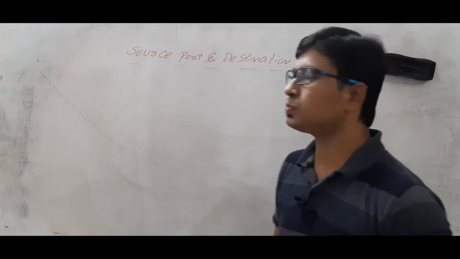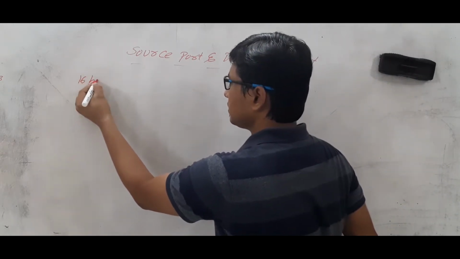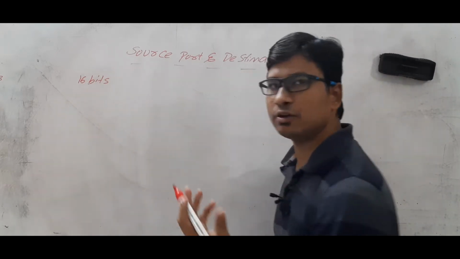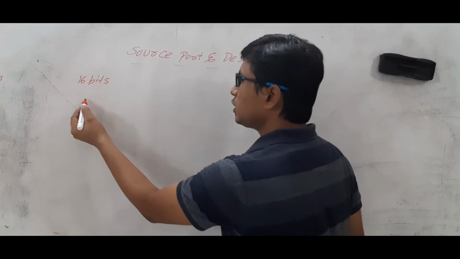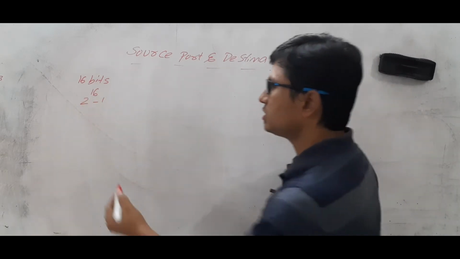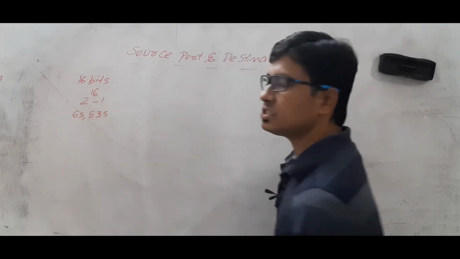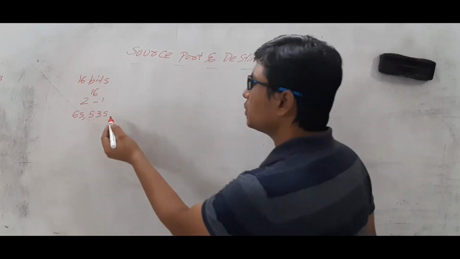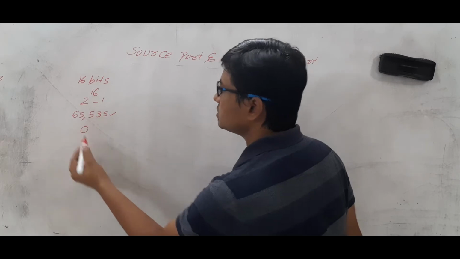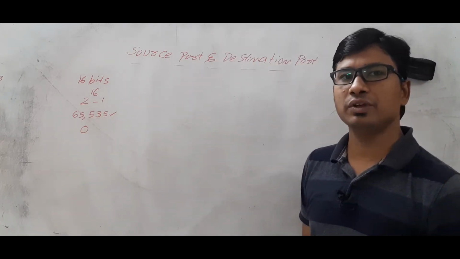The source port and destination port occupy 16 bits each. Now if you have a 16-bit number, the maximum you can keep is 16 ones. Then the equivalent decimal number will be 2 power 16 minus 1, which is equivalent to 65,535. So this is the maximum port number you can keep either in the source or the destination, and the minimum is 0.